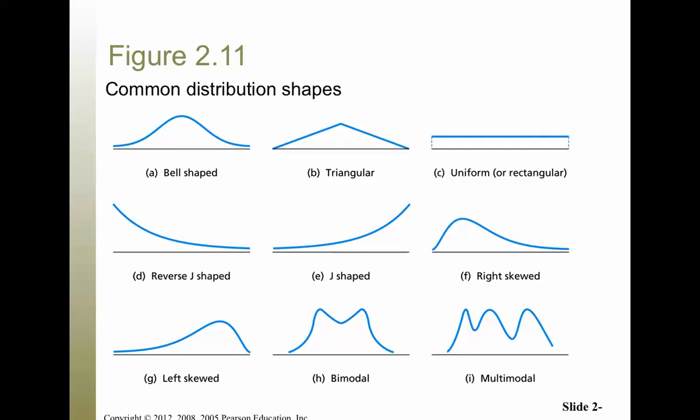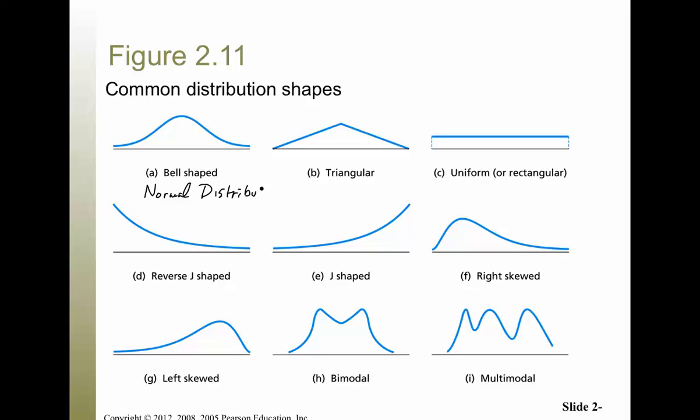Okay, so common distribution shapes. All right, so we talked about left and right skewed, multimodal. The normal distribution is this one, bell-shaped. This is the normal distribution. That's what we're going to talk about now.